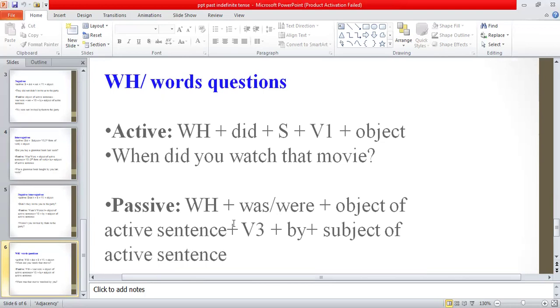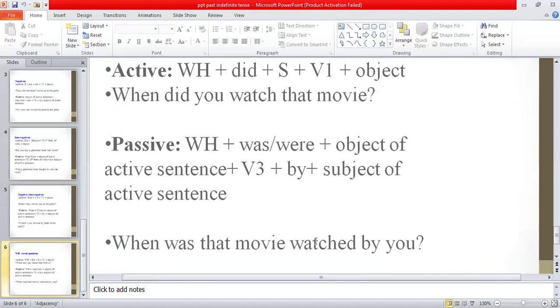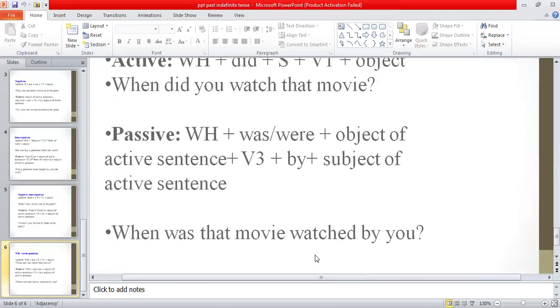When you change it into the passive voice, again the WH word will come in the beginning of the sentence, and then the rest of the formula will be there. And finally, the passive sentence will be, when was that movie watched by you? So in this way, you can change it from active into passive sentence.